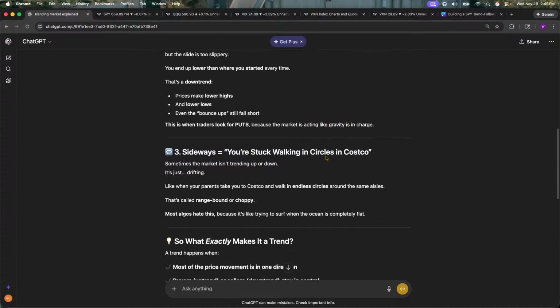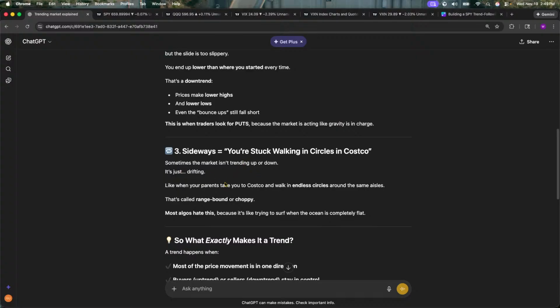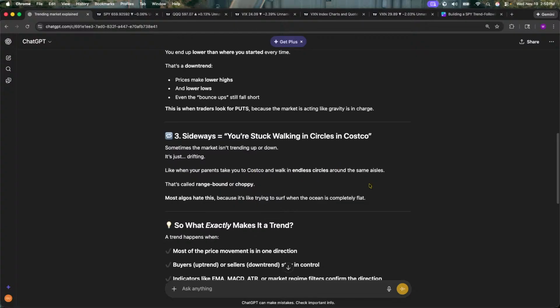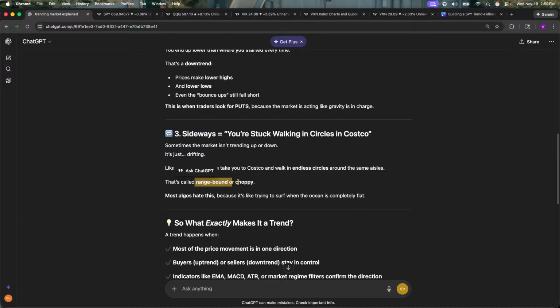Sideways, you're stuck walking in circles at Costco. Sometimes the market isn't trending up or down, it's just drifting. Like when your parents take you to Costco and you walk in endless circles around the same aisle, that is a range-bound or choppy market. Most algos hate this because it's like trying to surf when the ocean is completely flat.